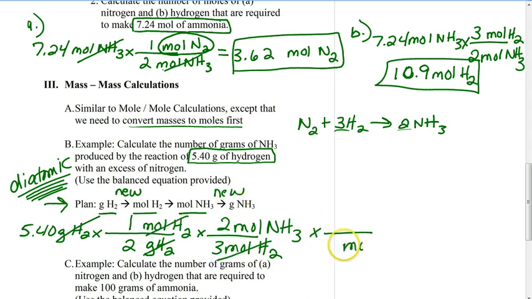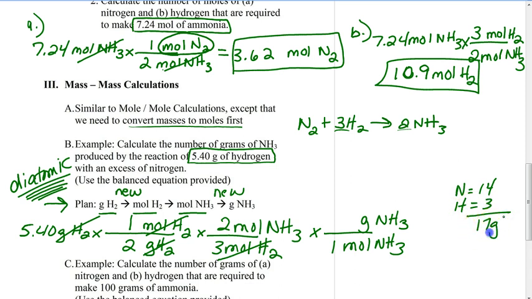And now I'm going to do my last step. I'm going to go from moles of ammonia to grams of ammonia. So look on your periodic table and do your total. When you have nitrogen, that's 14. And then hydrogen, you have 3 of them. So that would be 17 grams per mole. So that means for every 1 mole of ammonia, that will equal 17 grams. Cancel, cancel. That is my unit that I want on top, so I know I'm golden.